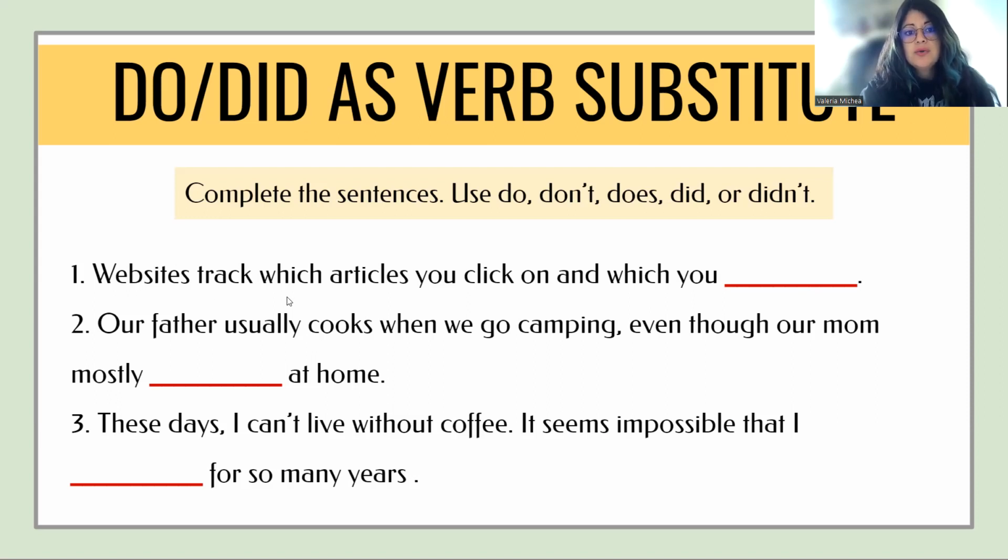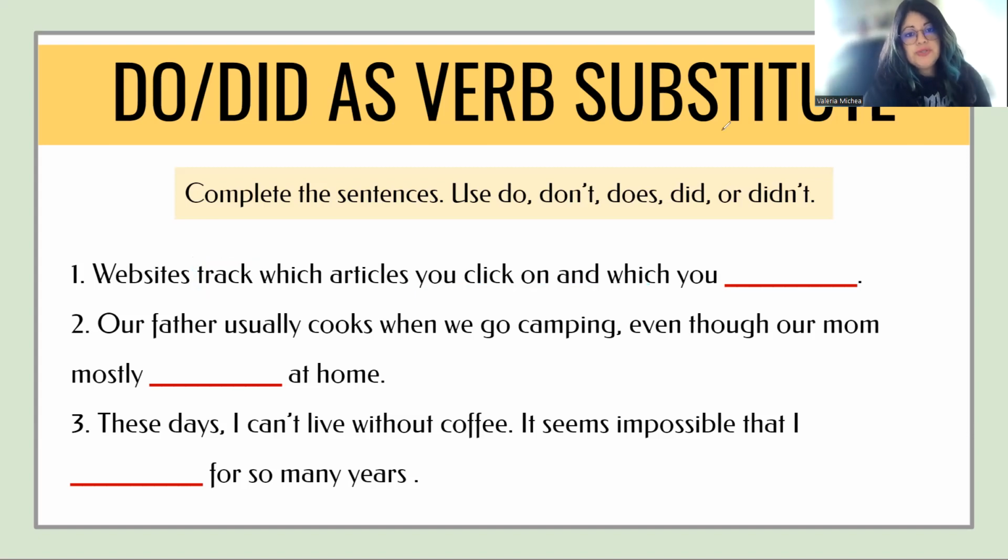Websites track which articles you click on and which you... There you go. What happens here? We don't have a phrase referring to the past. We know, though, that this is affirmative. Yeah, the first sentence is affirmative. And we have the verb in the present simple. So, with that information, you can decide which to write here.